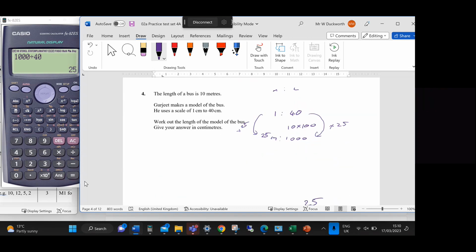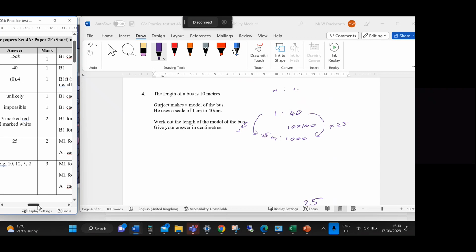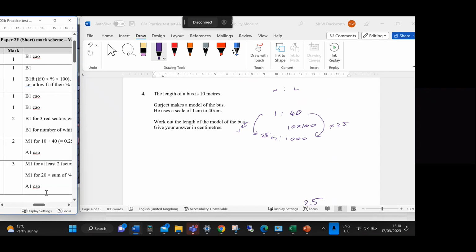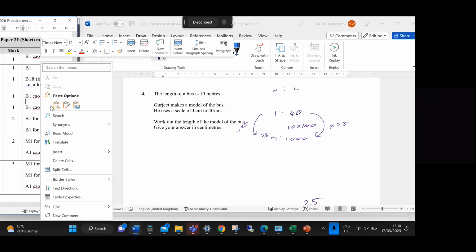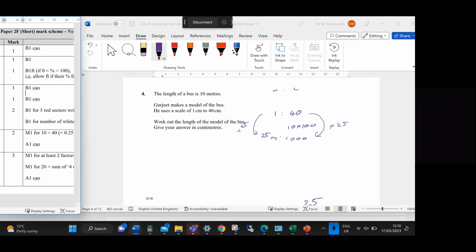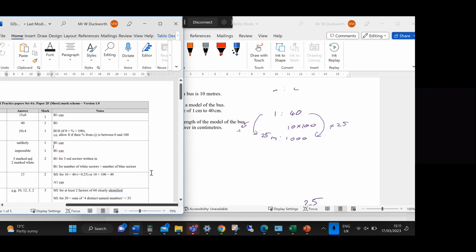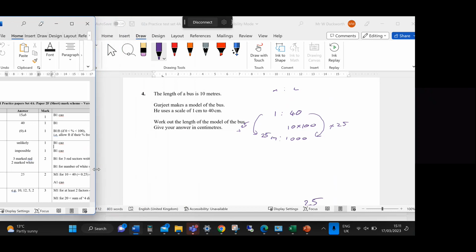Right, let's have a look at the mark scheme then. So we've got 25, M1 for, I'm actually going to zoom this out slightly, I think. I can't do the zoom nice and comfortably, which is a bit of a shame. Right. Let's see whether that helps me out any more.